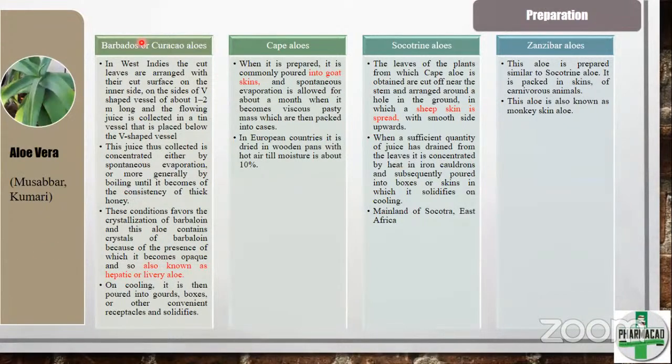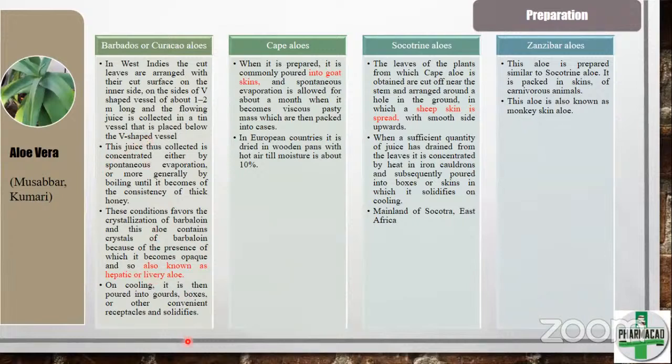So in Barbados or Curaçao aloes, the West Indies is the geographical source, and a V-shaped vessel is taken. All the juice is going to drain out into it, the entire juice. This juice will be collected, concentrated either by evaporation or more generally by boiling until it becomes the consistency of thick honey. Now these conditions will favor the crystallization of barbaloin. What is barbaloin? It is one of the main constituents of aloe. Because of its presence it becomes opaque, and it is also known as hepatic or livery aloe.